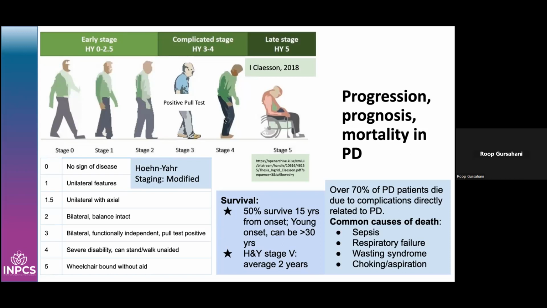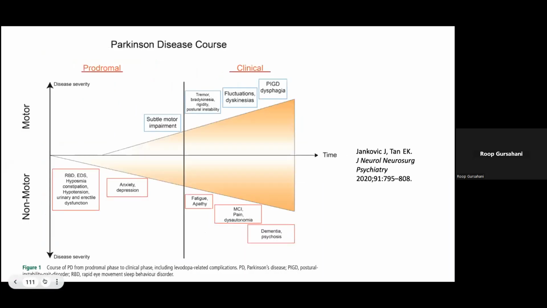By about stage 4, they can walk unaided, but they're fairly significantly disabled, and the last stage is in the wheelchair. About 50% live about 15 years from onset, and in young people, when the onset is in the 40s, they can live as long as 30 years. Earlier, we used to say that Parkinson's patients do not die of Parkinson's, they die with Parkinson's, but that is not really correct. 70% die due to complications directly related to Parkinson's disease. This is sepsis, respiratory failure and aspiration, and the wasting syndrome. They eat less and less and become thinner.